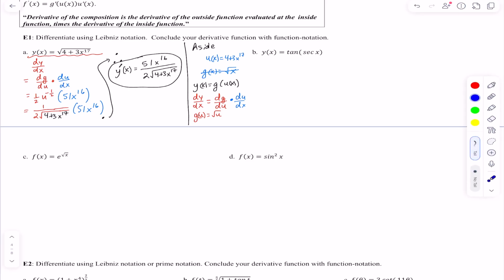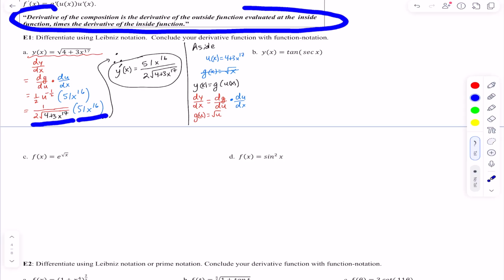Now, if you look at this carefully, the previous step is the key. This is the derivative of the outside function evaluated at the inside function. Multiply by the what? By the derivative of the inside function. And so notice it does match this saying right here.